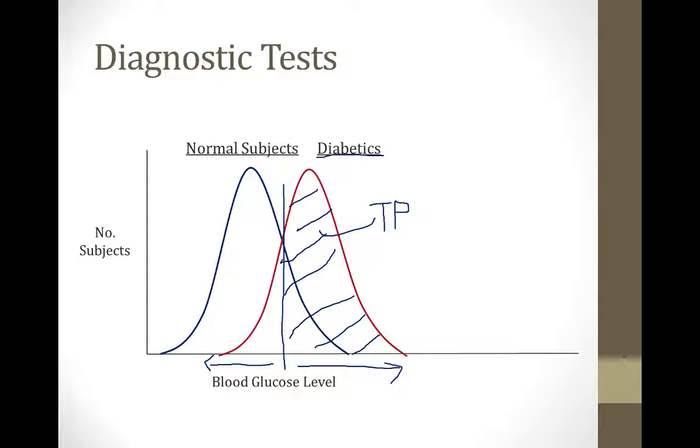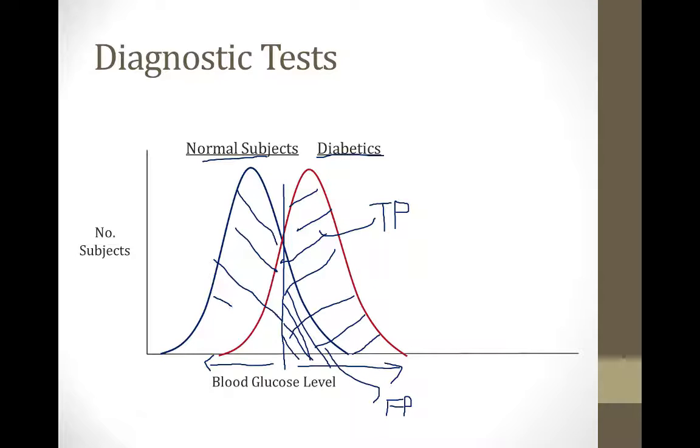A second group we're going to identify are the false positives. So all these normal subjects who fall above the cutoff point here are going to be classified as diabetics, even though they're normal. So these are going to be false positives. We're also going to identify a number of normal subjects who fall below the cutoff point. So these are appropriately classified normal subjects. These are true negative patients.